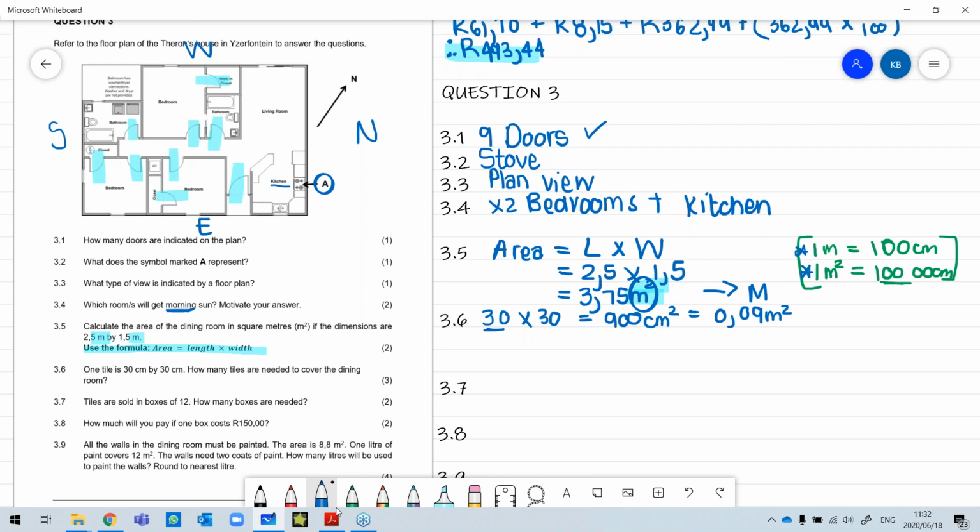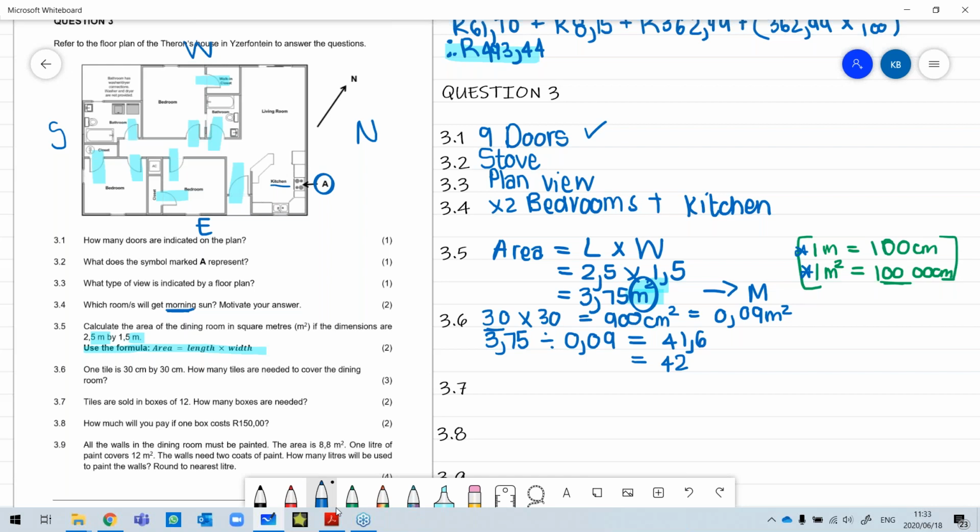Okay, but it depends on what works best for you. Now we have the area of one tile. So the area of the entire living room, or the dining room, is 3,75 square meters. We divide that by the area of the tile, which gives us an answer of 41,6. Now, very important, you cannot purchase 0,6 of a tile, so therefore we round it off to 42 tiles. He is going to then have 0,4 of a tile remaining.